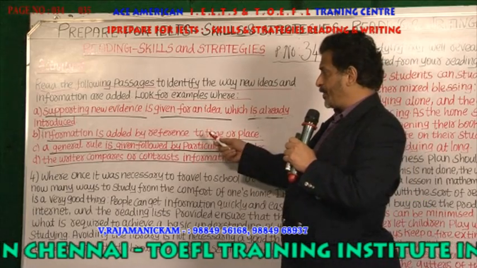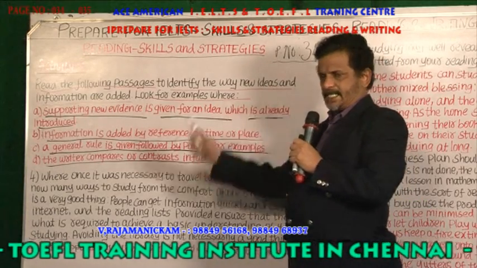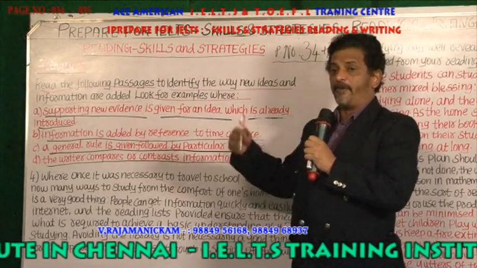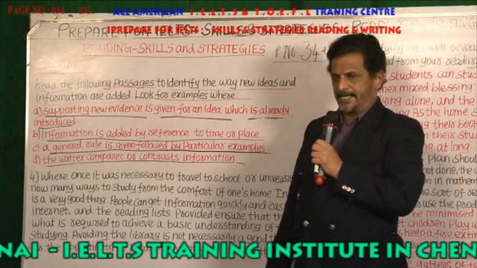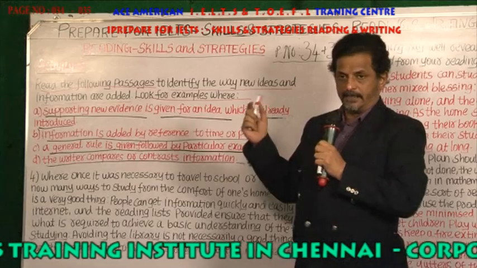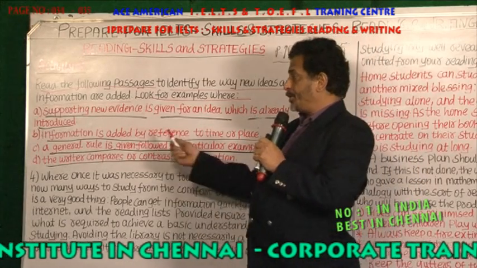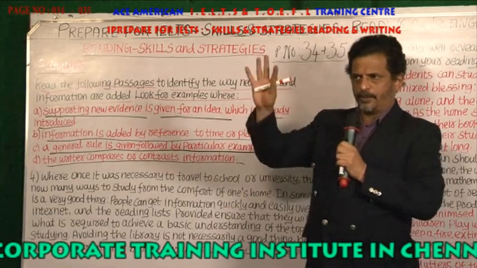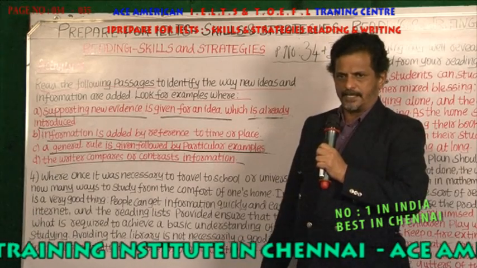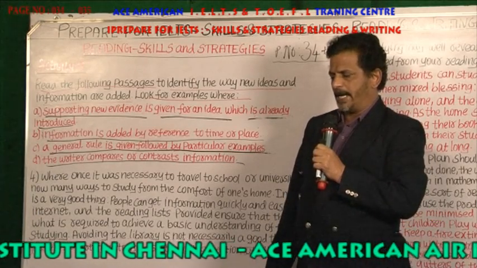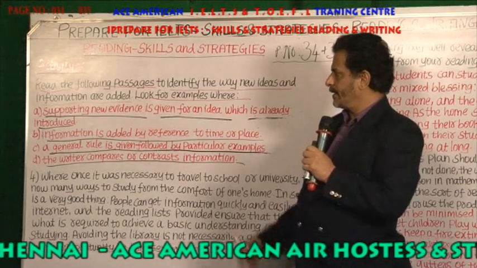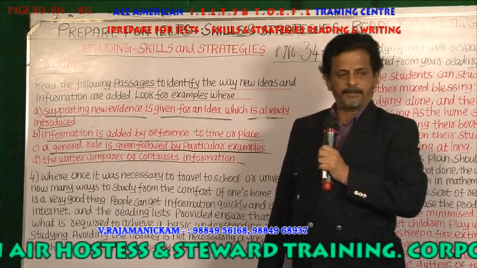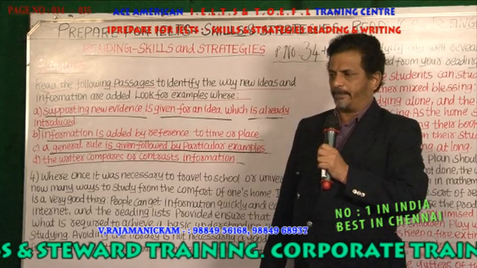Second, information is added by reference to time or place. In an essay, if you find time and place given to add more information, you should find out whether these details are there in the essay. A general rule is given followed by particular examples. A general rule with certain examples. General rule, what? Driving a bike without a helmet is dangerous. We find a lot of accidents happening because of non-wearing of helmets. Helmet saves lives of the people.